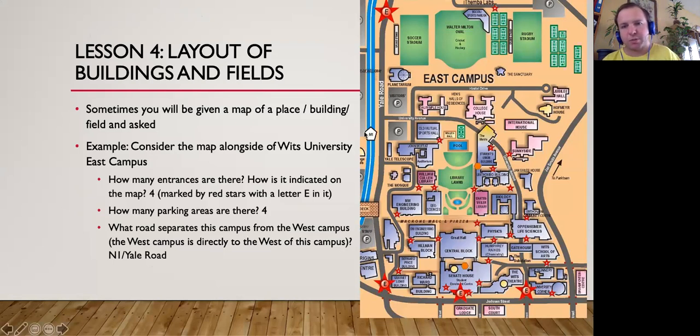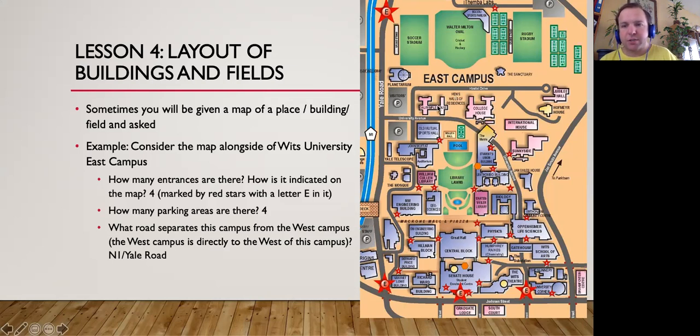I've given you an example of Wits University in Johannesburg, the East Campus. Now, for this you're going to need to know your different buildings, that there are different buildings involved here. For example, you'll see that the East Campus has certain roads, the main one being Yale Road. There's also University Avenue, which is over here. And there's a couple of other little ones, but they're not named. There's also Hostel Drive over here.